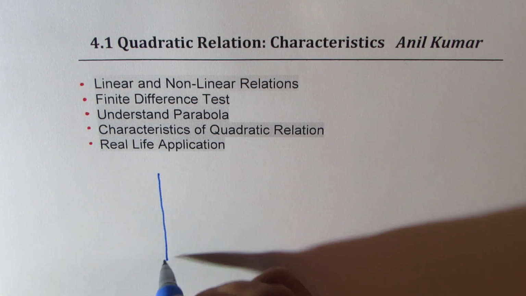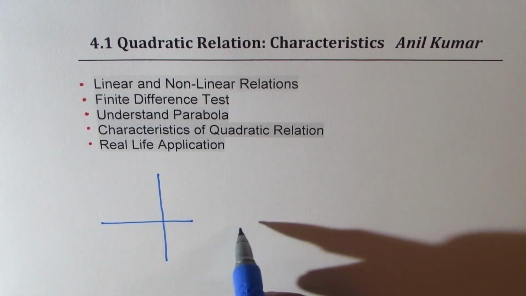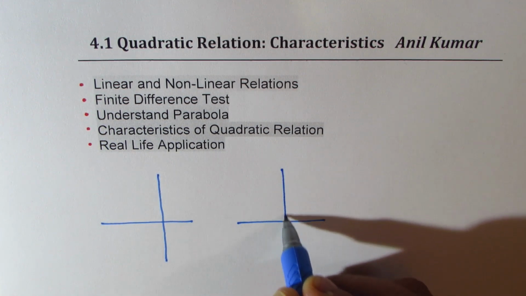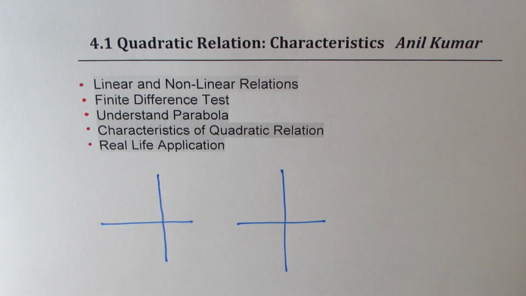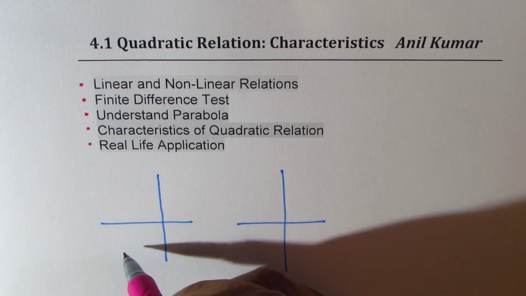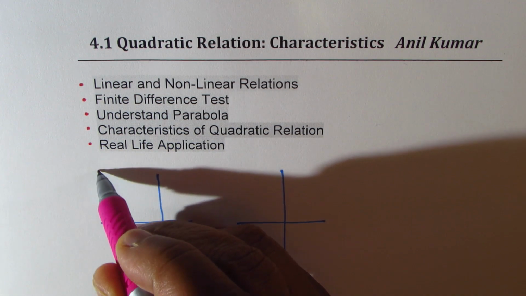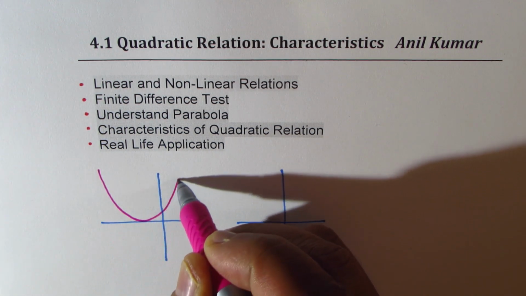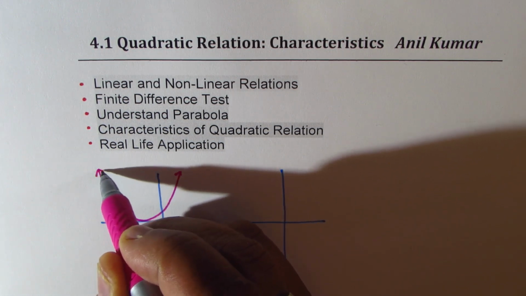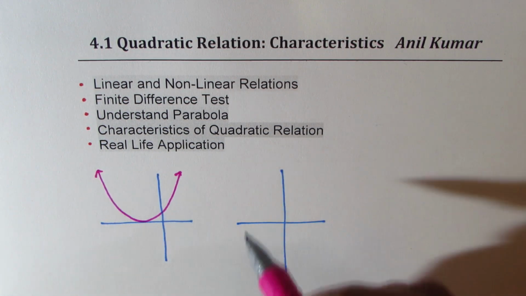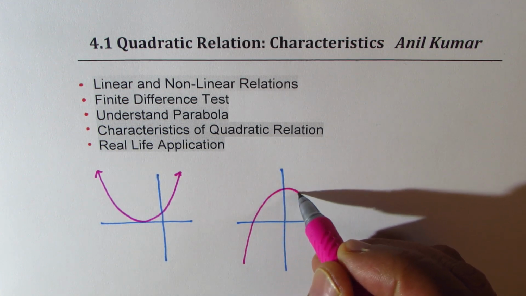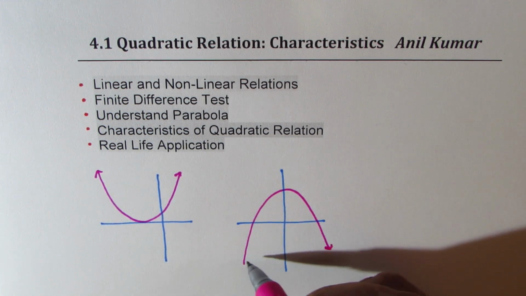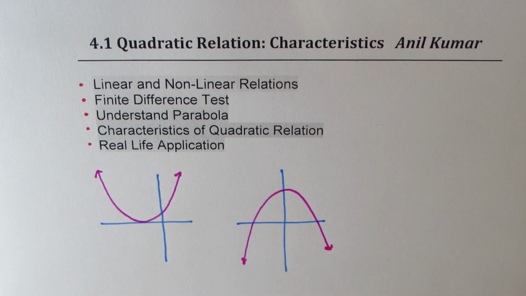So, a couple of ways. One, from the graph. If I sketch a graph, you could recognize a quadratic relation by a curve which looks like a parabola, kind of like this. Any curve which is U-shaped as shown here, it can open up or it can open downwards. That type of shape represents a quadratic function, right?